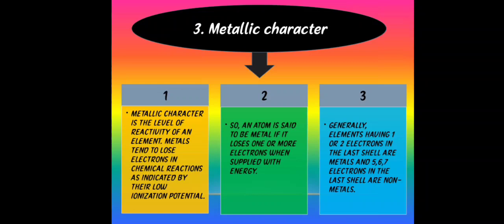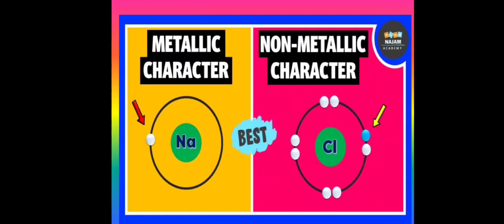Generally, atoms having 1 or 2 electrons in the outermost shell have metallic character, and atoms having 5, 6 or 7 electrons in the outermost shell have non-metallic character. For example, we can take sodium and chlorine. Sodium has only 1 electron in the outermost shell, so it has more metallic character. But chlorine has 7 electrons in the outermost shell, so it has more non-metallic character.